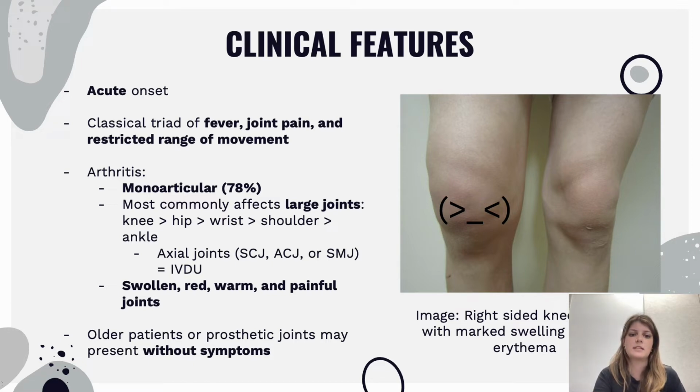Most commonly affects large joints, most commonly the knee, then the hip, then the wrist, then the shoulder, then the ankle. But if you're worried that the person is an IV drug user, it often presents in axial joints, so these really weird joints. I've got a picture in a second to show. And again, signs: swollen, red, warm, painful joints. But also if they're asymptomatic or their presentation isn't normal, that's quite typical in older patients or even prosthetic joints. So just because you haven't got all the classical symptoms, don't rule it out quite yet if you're suspicious.